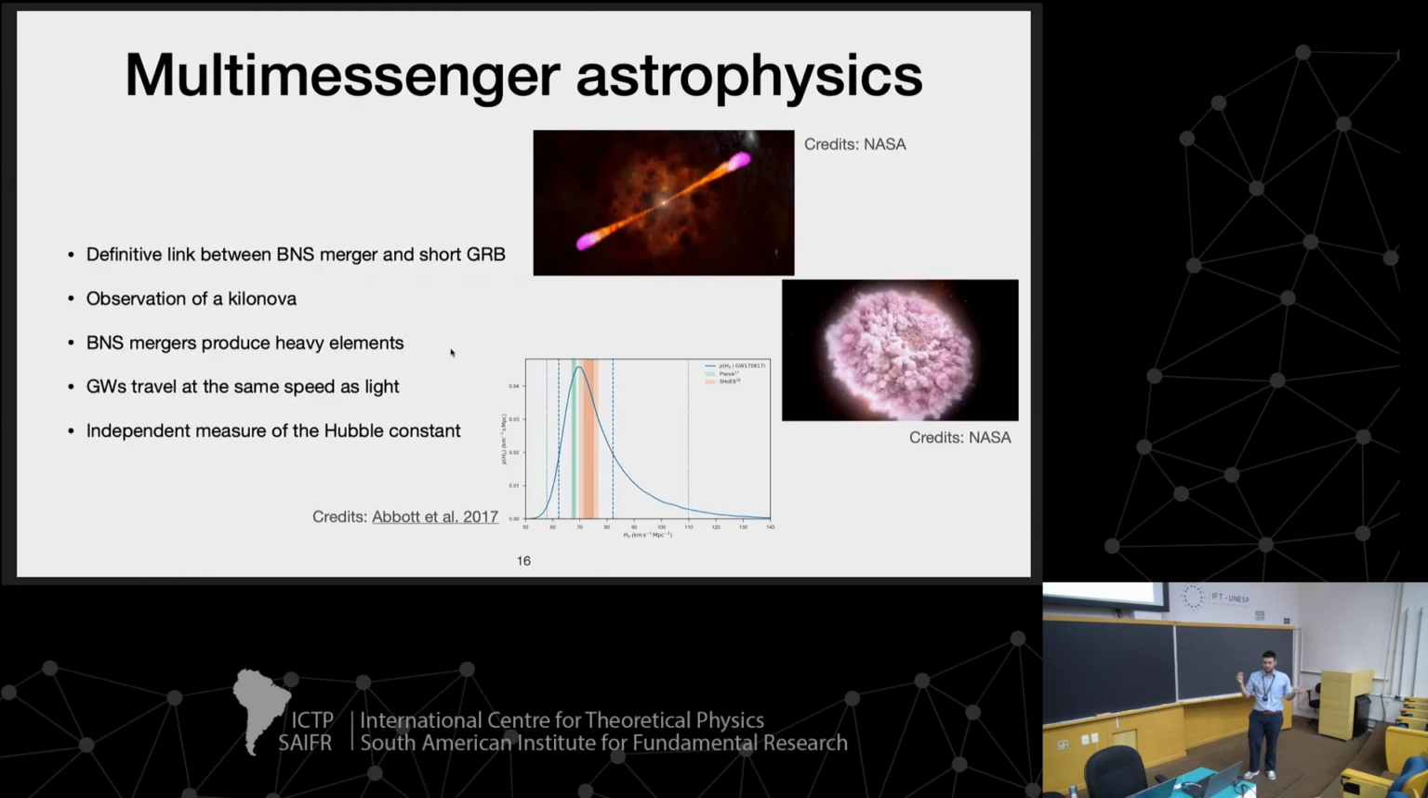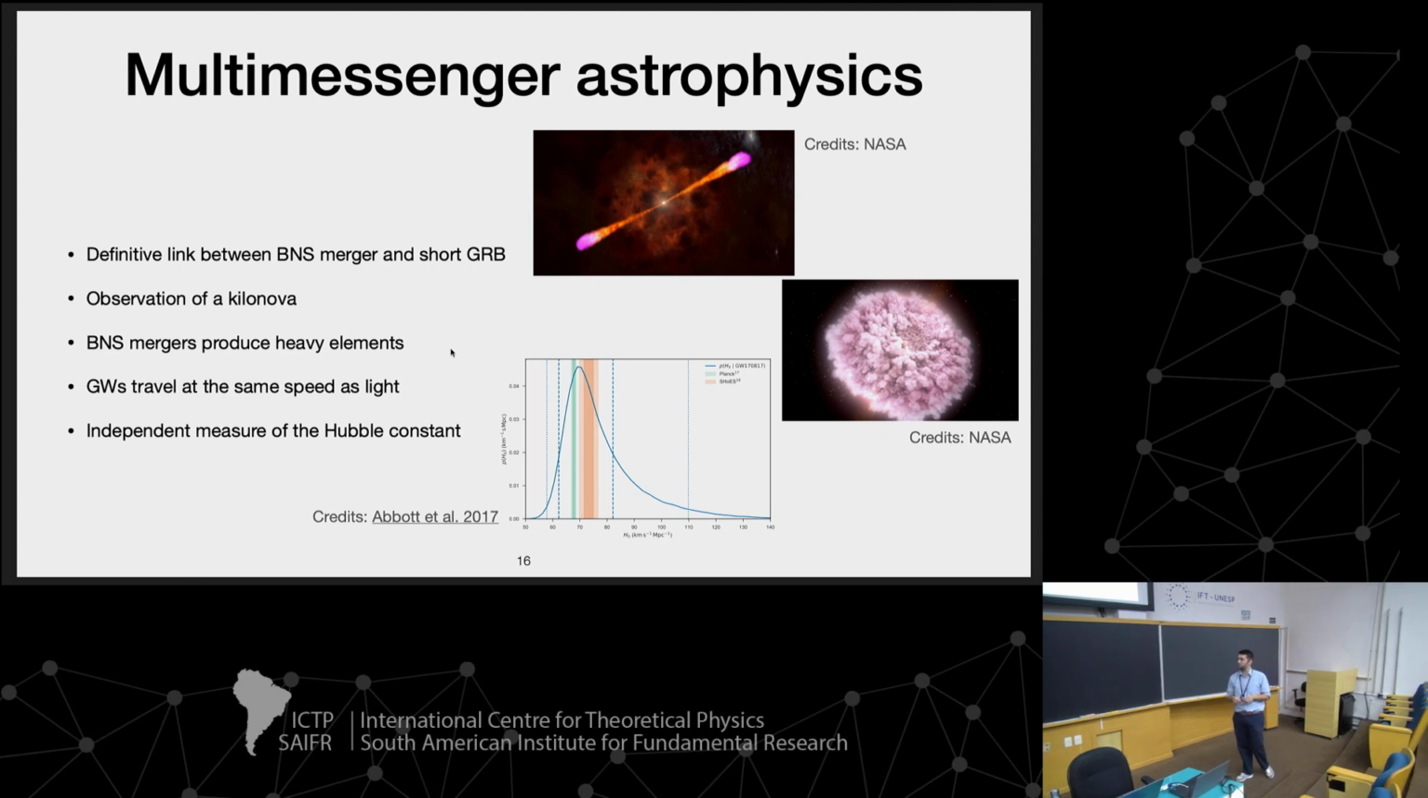Multi-messenger astronomy was super powerful because it was the definitive link between a merger of a neutron star and a short GRB. It was putative before GW170817. We observed a kilonova. I'm going to tell you about kilonovae in the third lecture. Binary neutron star mergers are a site of production of heavy elements. This is going to have an effect on metal enrichment of the universe.